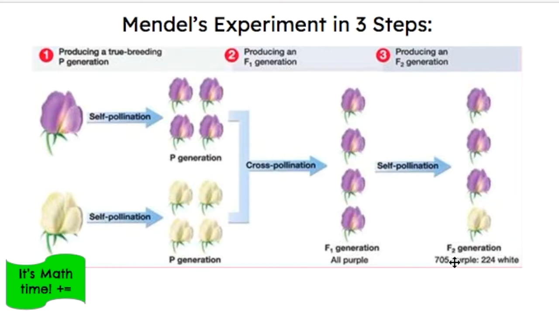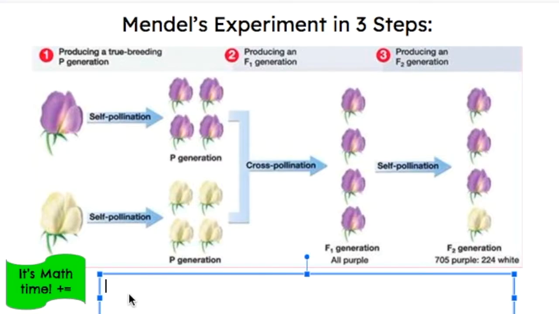And if you look at this statistic down here, we can do a little bit of math. So I'm going to add a text box. You can add this to your slide or you can just watch on mine. But 705 plus 224 equals 929, right? So total flowers out of this 705 plus 224 is 929 flowers. So that's his total number of flowers. Then we can calculate, out of 929 total flowers, what percentage were purple and what percentage were white.